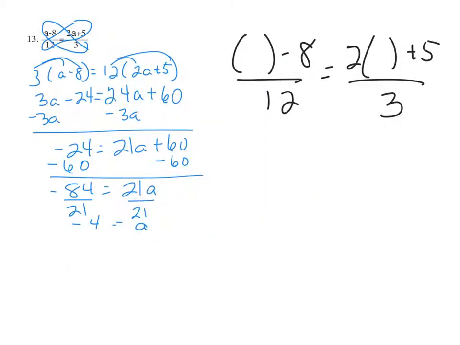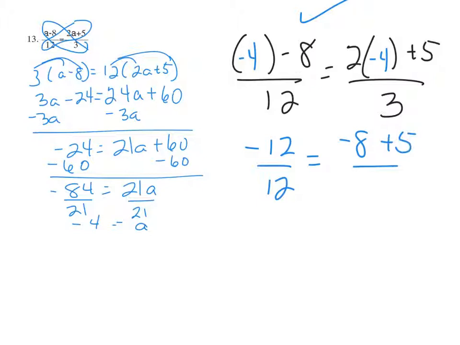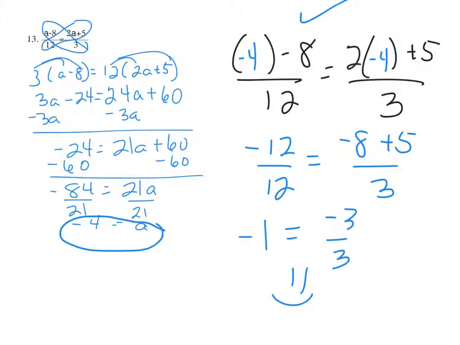Where there was an a, I'm going to replace it with negative 4. So simplifying, we're going to have negative 12 divided by 12, we hope equals negative 8 plus 5 divided by 3. Does negative 1 equal negative 3 divided by 3? Yes, it does. So negative 4 is the correct answer.